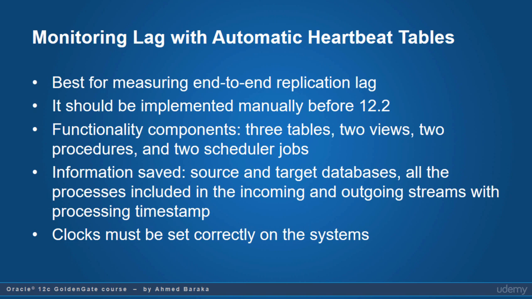When you create the automatic heartbeat functionality, GoldenGate will create 3 tables, 2 views, 2 procedures, and 2 scheduler jobs. This solution saves information about your GoldenGate configuration like source and target databases, all the GoldenGate processes included in the incoming and outgoing streams, and it keeps track of the timestamp of the systems included in your configuration.